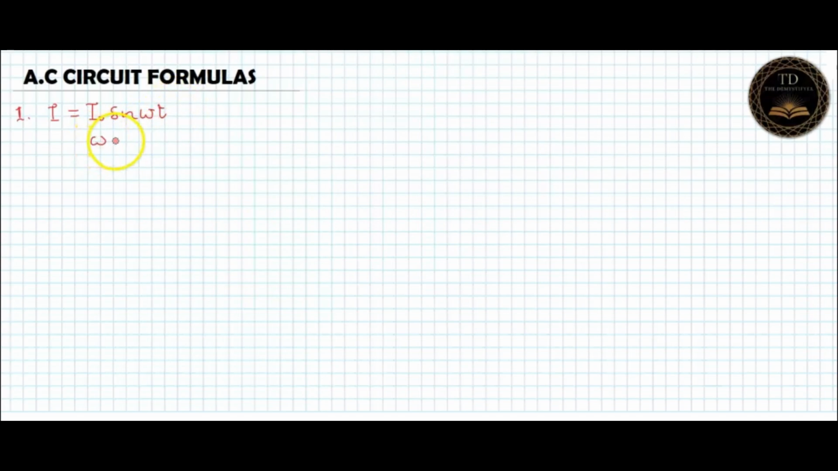Now omega or angular frequency is given by 2 pi f. So this formula can be rewritten as I equal to I naught sine 2 pi f t. So the 2 pi f is the angular frequency, so you can also write it like this. Note that the f here represents the frequency.